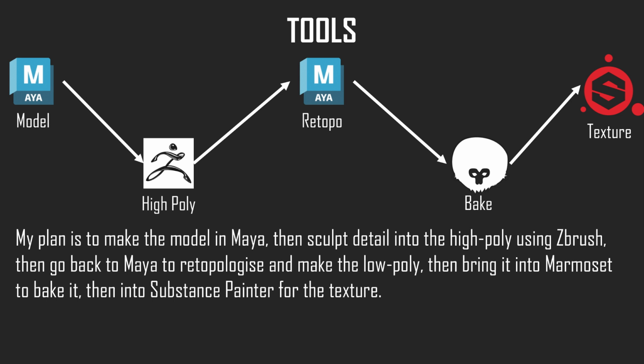My plan for the tools is to make the model in Maya first, then sculpt detail into the high poly using ZBrush, and then go back to Maya to retopologize and make the low poly, then bring it into Marmoset to bake it, and finally bring it into Substance Painter to do all the texturing.